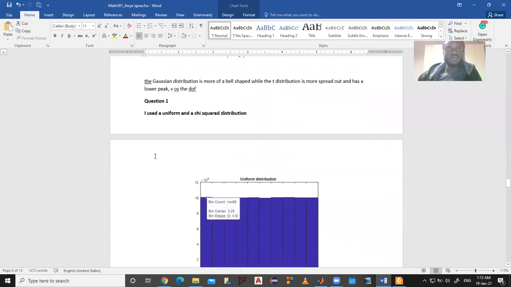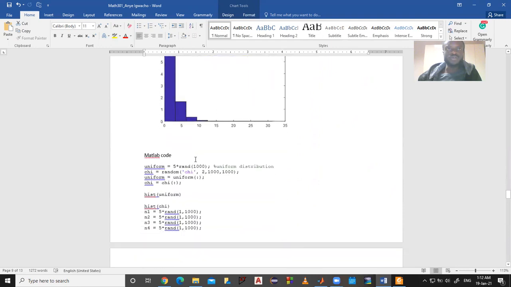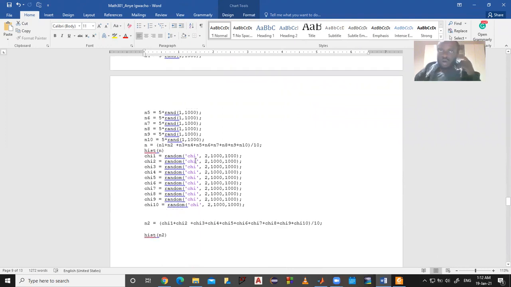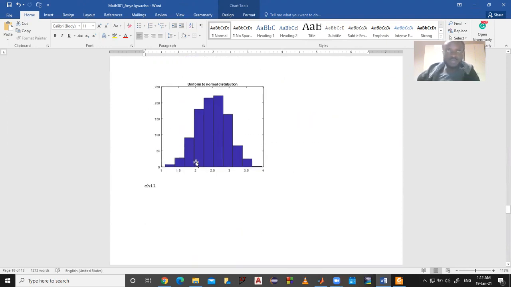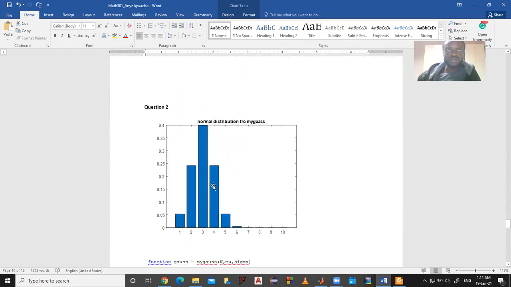For question 1, I used a uniform distribution and a chi-square distribution, and after increasing the n value to a very large number to approximate the central limit theorem, we see that the uniform becomes a normal distribution and the chi-squared becomes slightly normal as well.